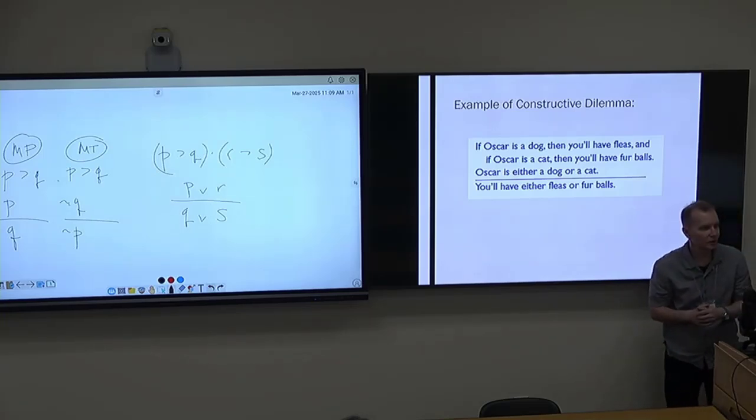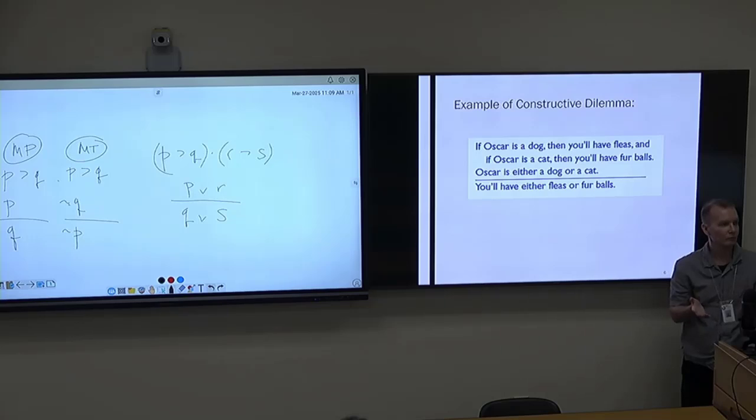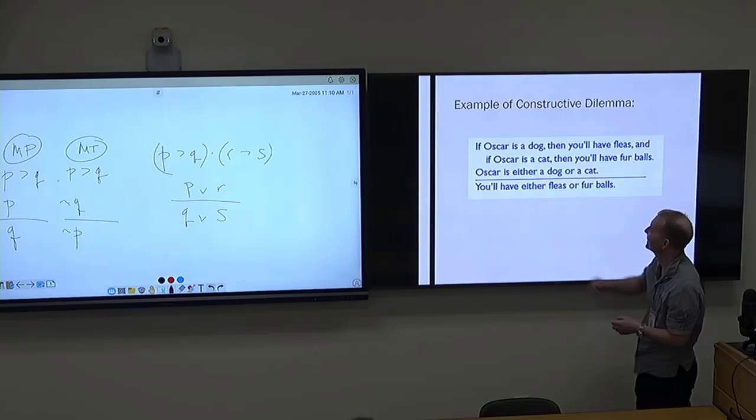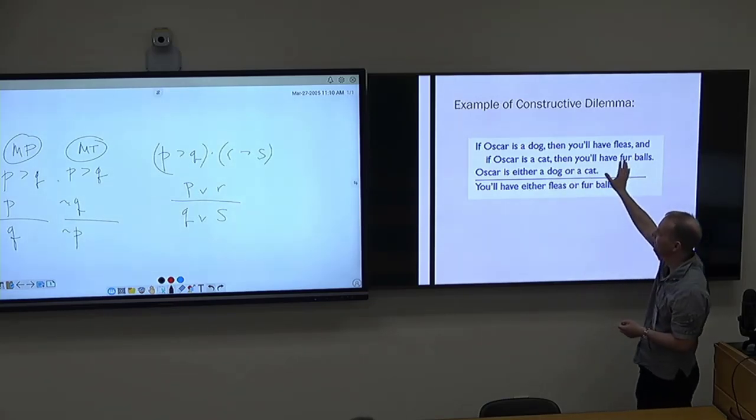And this is an example of constructive dilemma in language. If Oscar is a dog, then you'll have fleas. And if Oscar is a cat, then you'll have fur balls. Oscar is either a dog or a cat, so you'll have either fleas or fur balls. A little pessimistic, but yeah. So you see, that's the same thing in words.